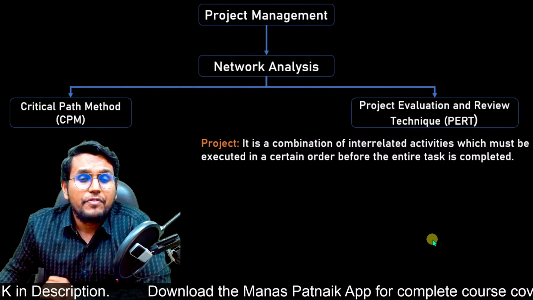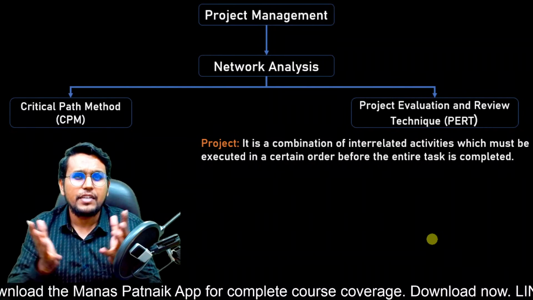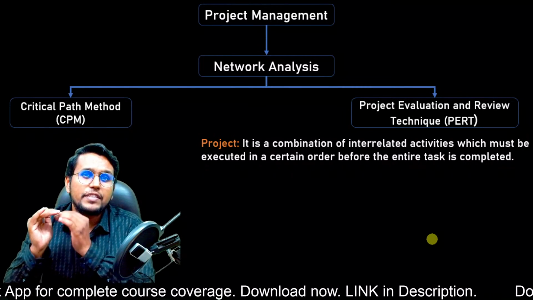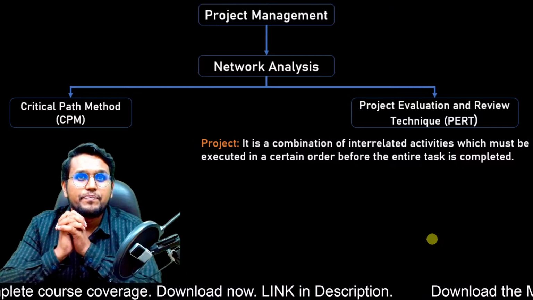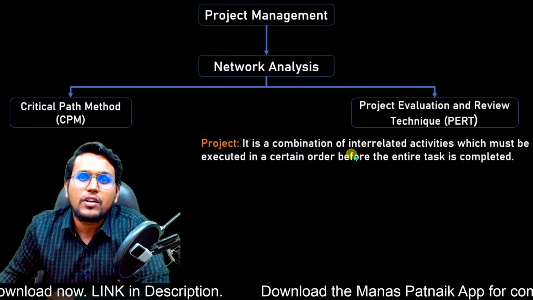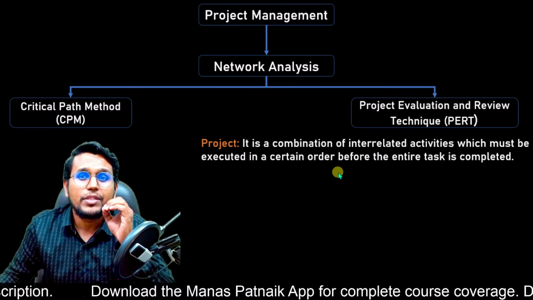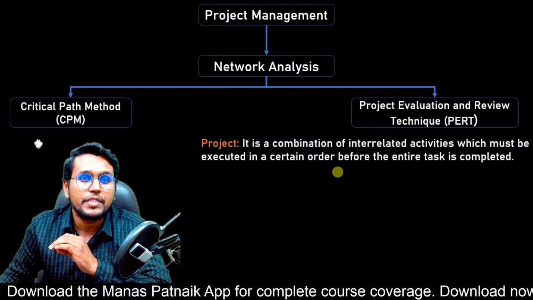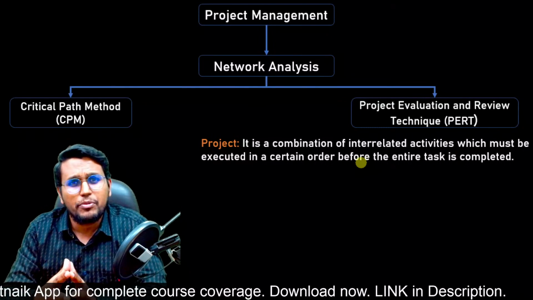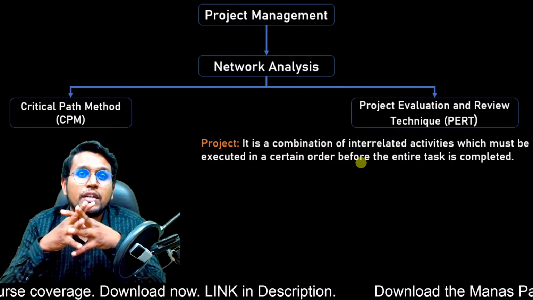Now, as we can see, first we need to understand what a project is. So a project basically is the interrelation of activities to complete or to achieve any physical or defined target or goal. Okay, so basically, as written, it is a combination of interrelated activities which must be executed in a certain order before the entire task is completed. So that basically is a project, and I think we all know about different types of projects, basically construction projects which we usually see around us.